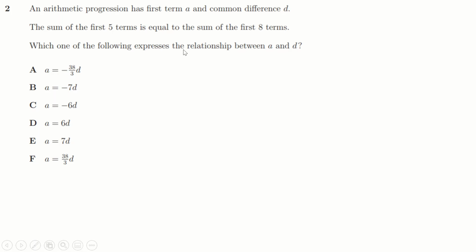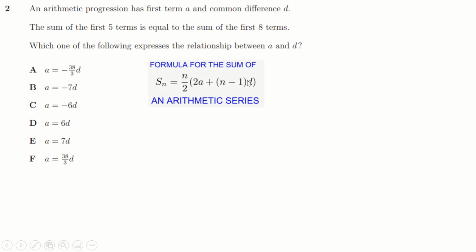Question number 2, we've got an arithmetic progression, so we go a, then a plus d, then a plus 2d, then a plus 3d, and so on. It's talking about the sum of them. So this is the formula for the sum. You need to go into the TMUA paper just knowing this. So it's telling us that S5, the first 5 terms, is equal to S8. And now I know I can put in n is 5 and 8 into these, so that's good. I'm just going to call it a and d.